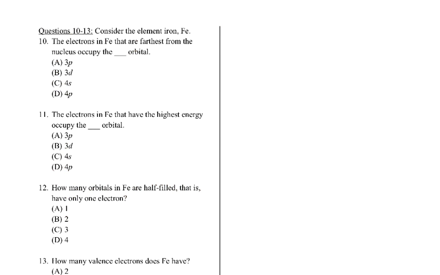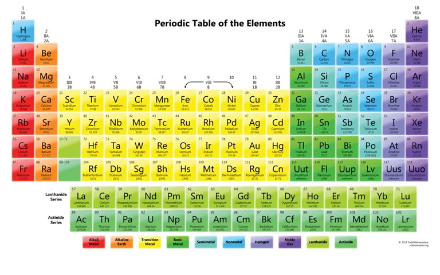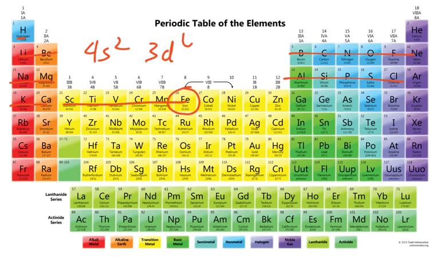Number 10, consider the element iron. The electrons in iron that are farthest from the nucleus occupy which orbital? So we have to go back and look at iron. Here's iron over here. So that's going to be 1s2, 2s2, 2p6, 3s2, 3p6, 4s2, 3d6. So the last things here are 4s2, and 3d6.